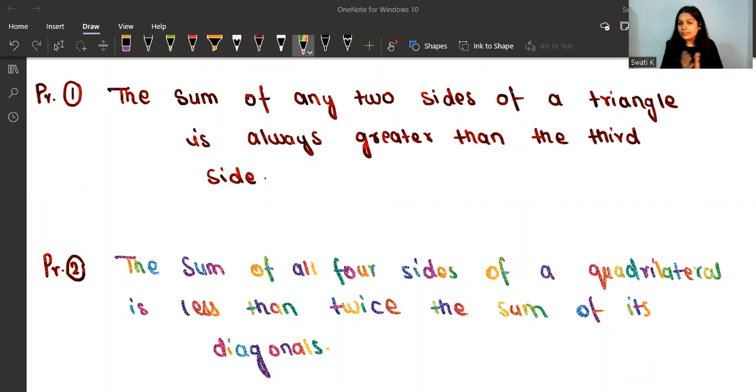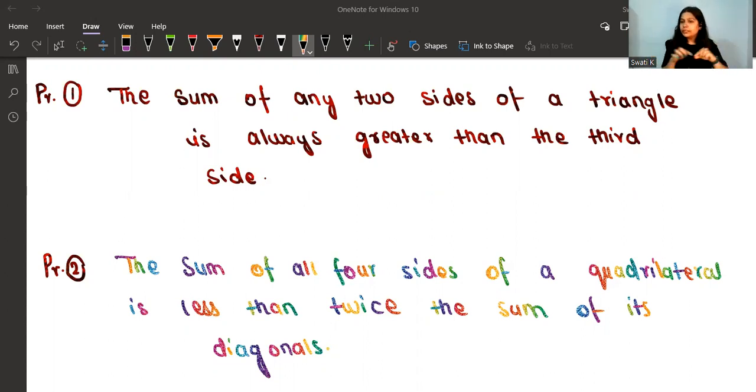I have already covered one of the most important properties of a triangle, which is that the sum of the interior angles of a triangle is 180 degrees. If you have not watched that video, please go and watch it. And this video covers another most important property of a triangle, that the sum of any two sides of a triangle is always greater than the third side.